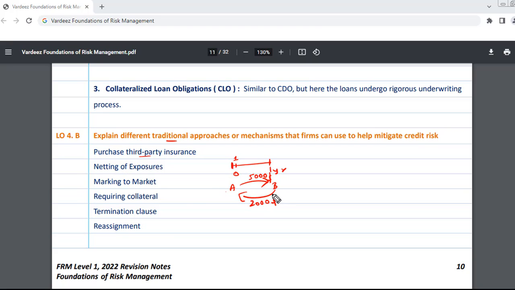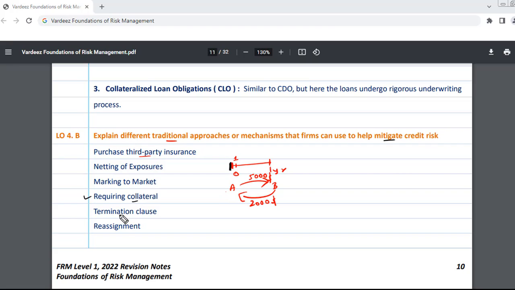Now, with this particular diagram, let's understand a few things here. The very first thing is that when you enter into this contract at day 0, ask for additional collateral. This is a perfect way to reduce the credit risk. It's a great way to mitigate the credit risk. Ask for additional collateral.